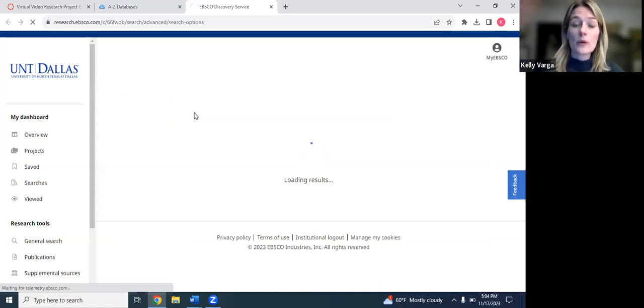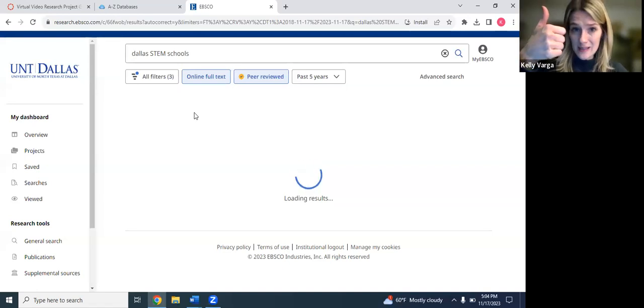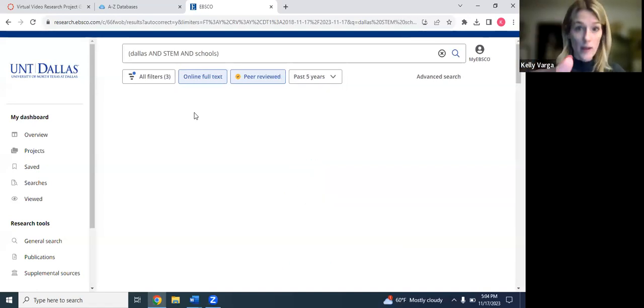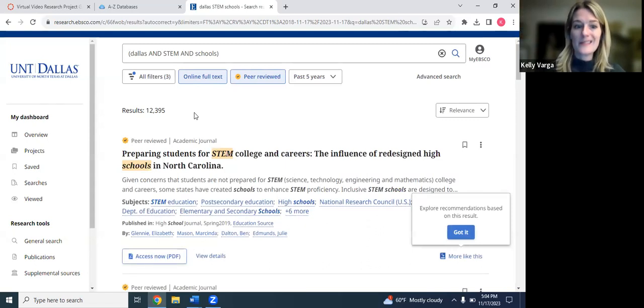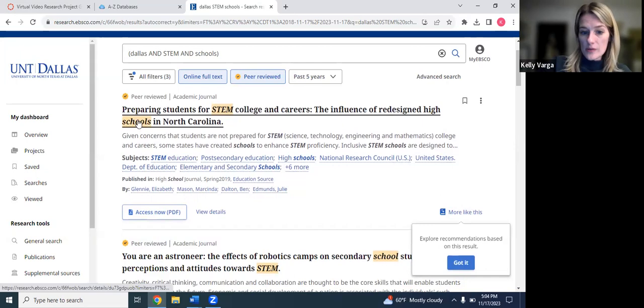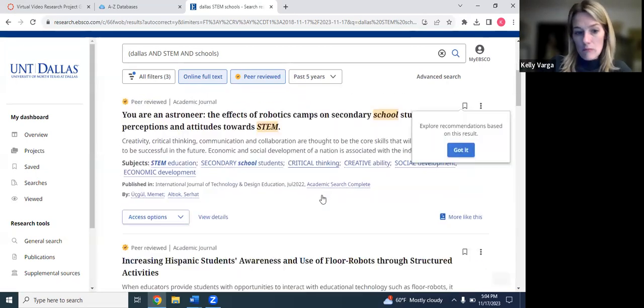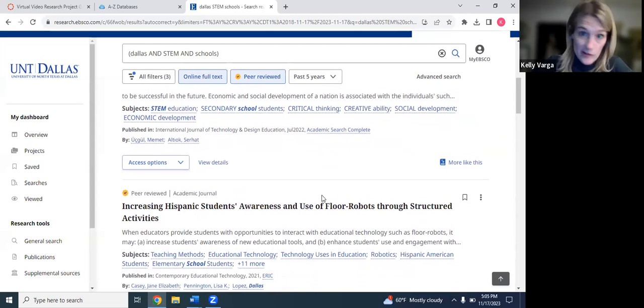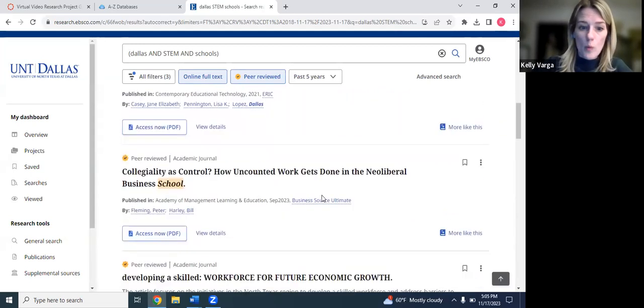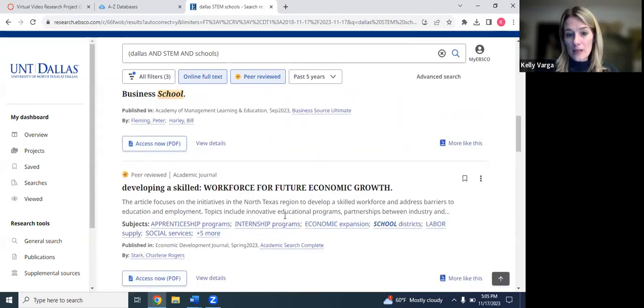So now it's going through the database. What is it doing? Past 5 years of research, and it's finding me fully online text, so something I can open through the library. And it's also helping to narrow it to just peer review in 5 years, right? So it's got some of the keywords, right? Maybe right now we don't have a lot of research on Dallas STEM schools. I'm not really sure, but what I do know is it's highlighting for me the things that I put into my search box, right? And it's showing me exactly what my search box is.